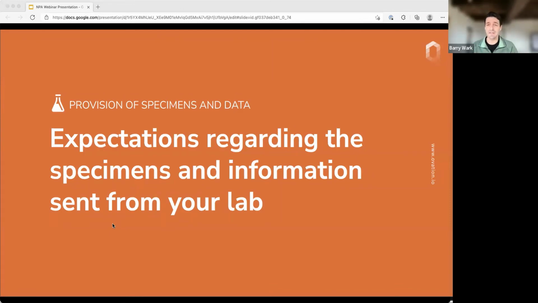The next important section of the network participation agreement is provision of specimens and data. This is Section 3, Part B. In this section of the presentation, we'll outline some of our expectations regarding patient specimens and information that your lab will provide to us as part of your participation in the research network.